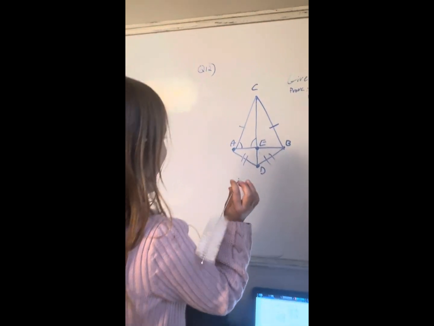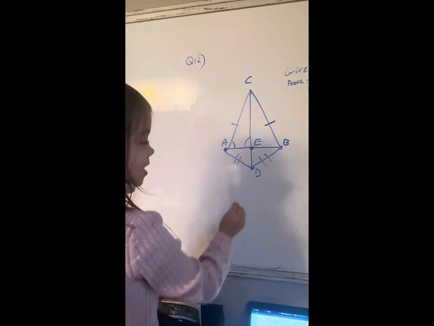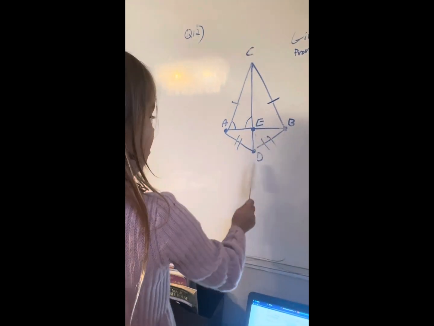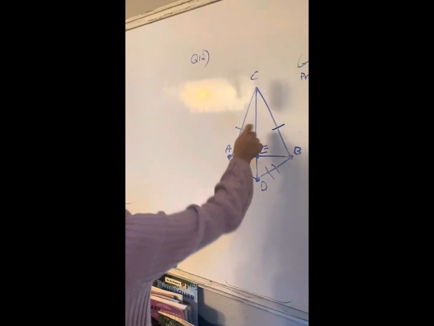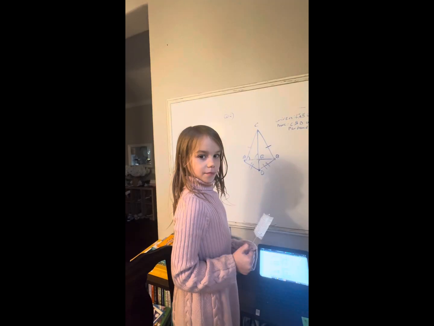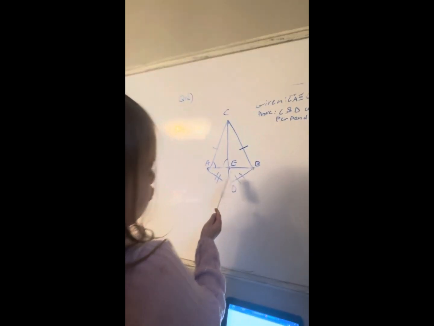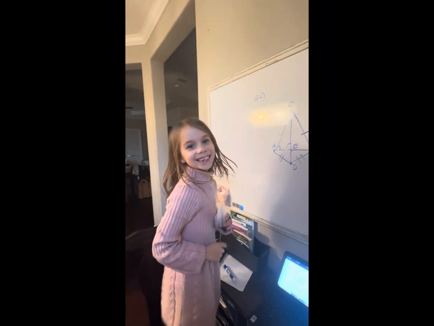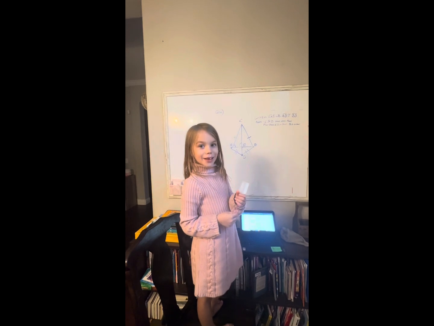So this is ACD. This is angle BCD. We know that AC is equal to CB. That means we use angle, side, angle, side.